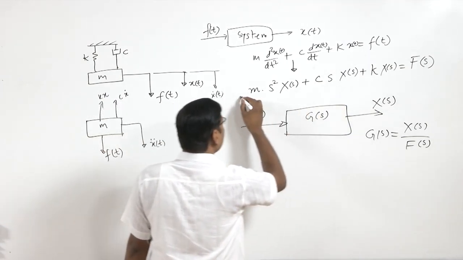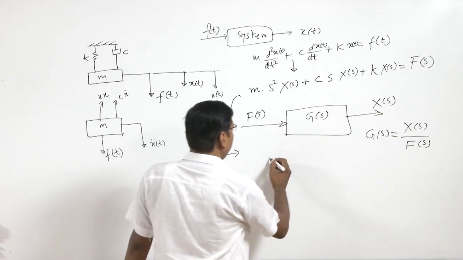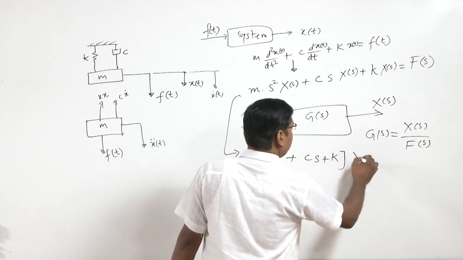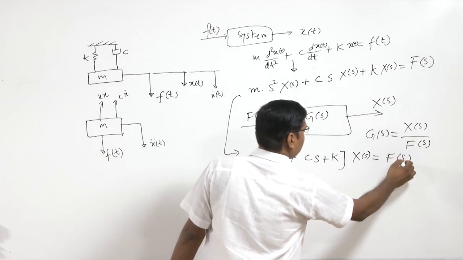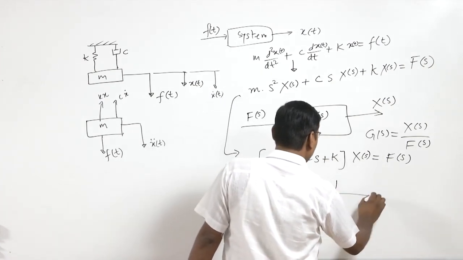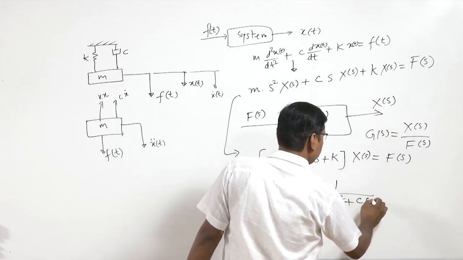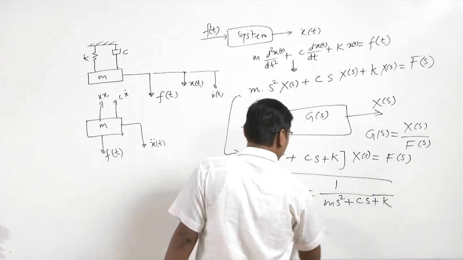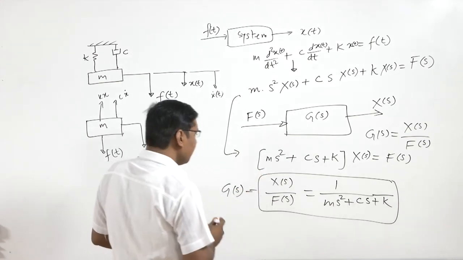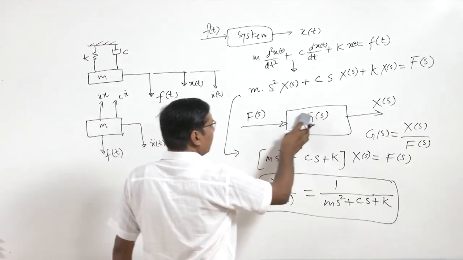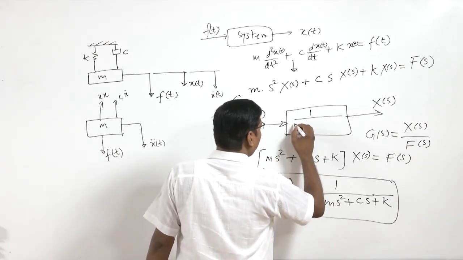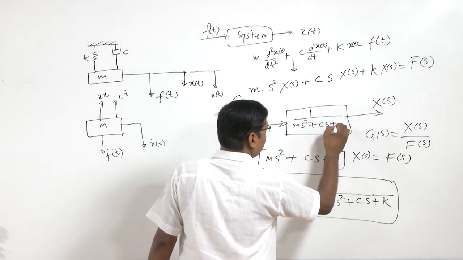So we have to find X(s) upon F(s). We can write (m s square plus c s plus k) X(s) equals F(s). So X(s) upon F(s) equals 1 upon m s square plus c s plus k, and this is equal to G(s). This is the transfer function, and we can write it inside the block: 1 upon m s square plus c s plus k.